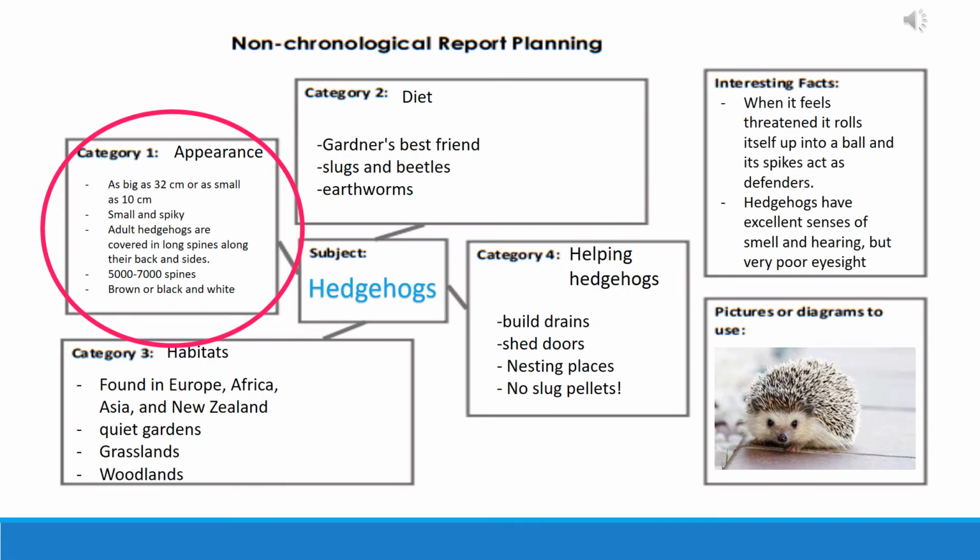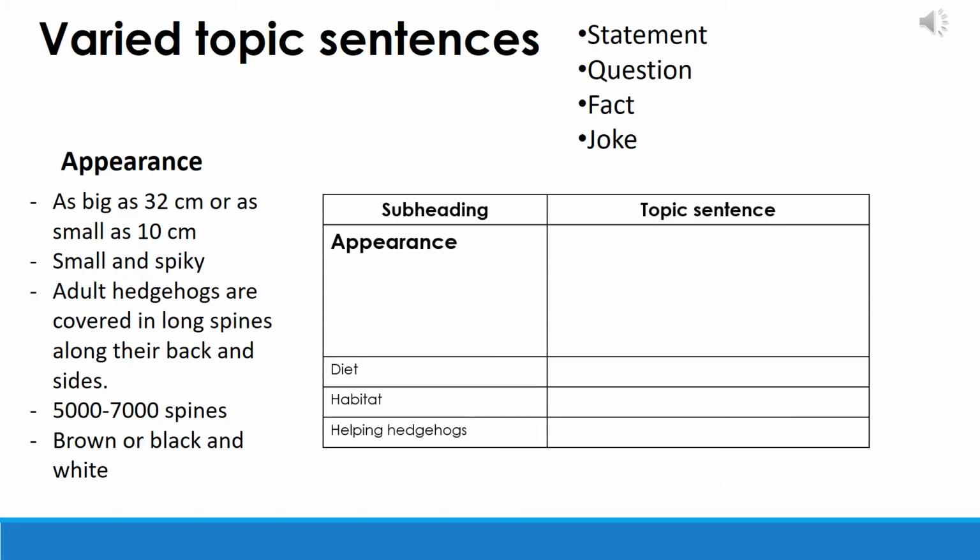Here's the research we did together with Miss Sarah on our graphic organizer. She saw for appearance, the size, and how the hedgehog looks, and information about the spines and its colors. So what I'm going to do here is I'm actually going to take part of my research and turn it into the first sentence. So my subheading is appearance, and my first sentence is going to be about the spines and how many spines there are.